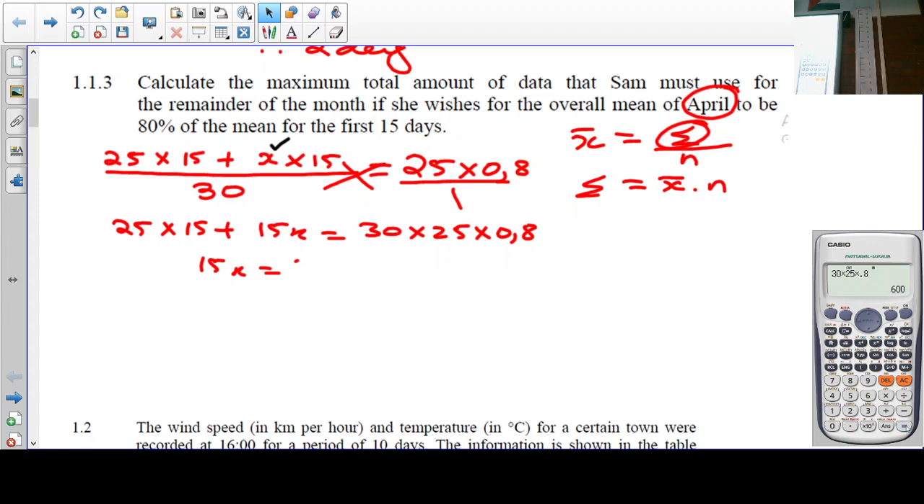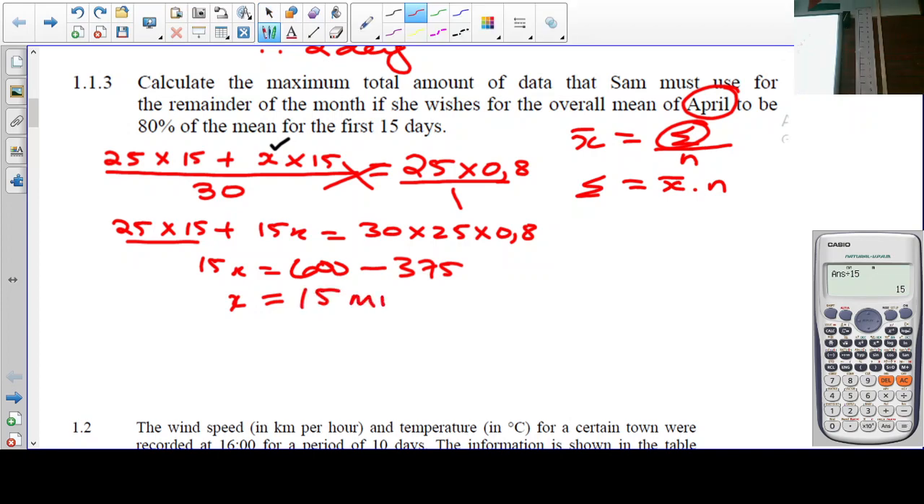gives us 600, minus 25 times 15, I don't want to guess, 375. So x works out to be 600 minus 375, which is 225, divided by 15. I think it's 15. Okay. Yeah, it's 15. That gives us an answer of 15 megabytes on average per day. Okay.